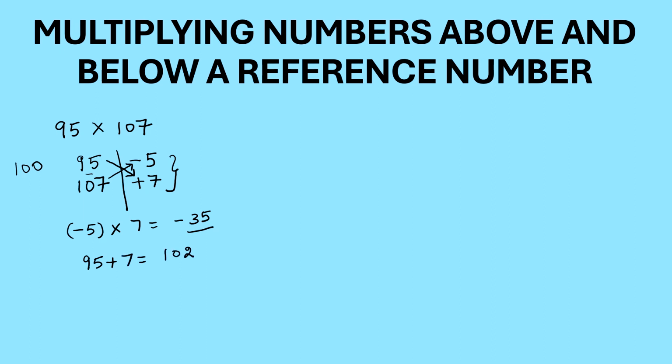The next step is to multiply this number by our reference number. When we do that, we get 10200. The next step is to add our RHS to this number. When we do that, we get 10200 plus minus 35, which becomes a subtraction problem.